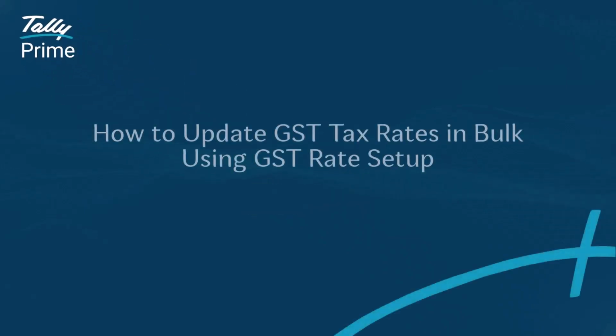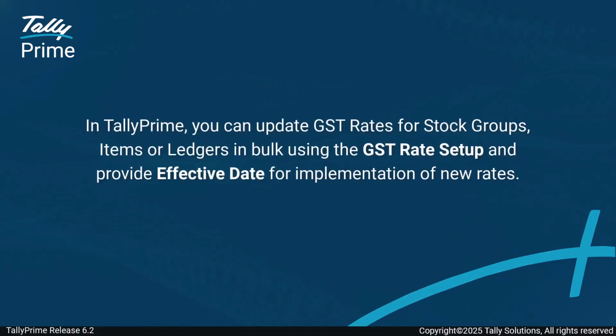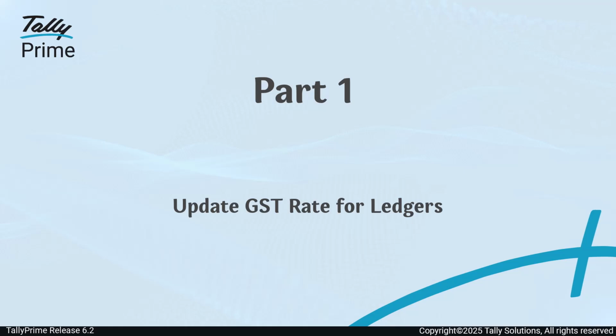The 56th GST Council meeting has proposed bringing most goods and services under 5% and 18% except luxury and demerit goods. With Tally Prime, you can bulk update GST rates for stock groups, items, or ledgers using the GST rate setup and set an effective date for implementation. Let us see how to change GST rates for multiple accounting ledgers at a time.